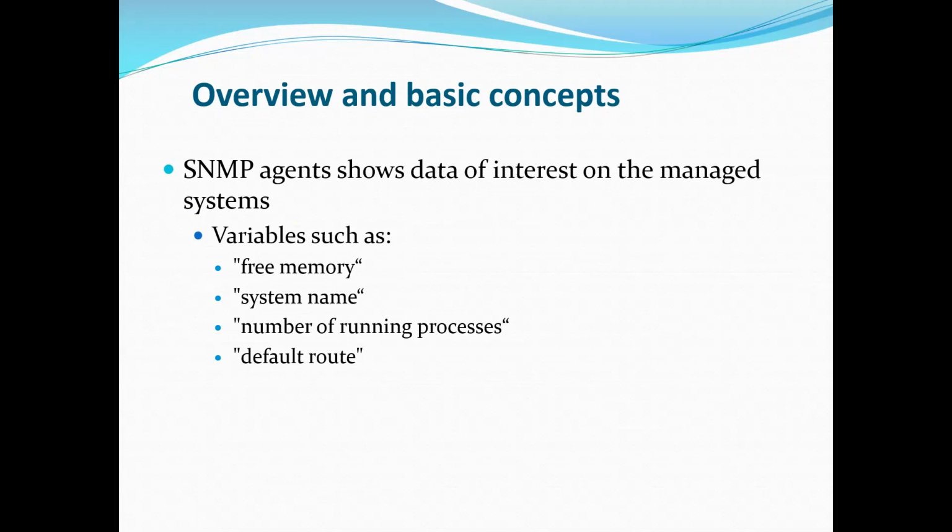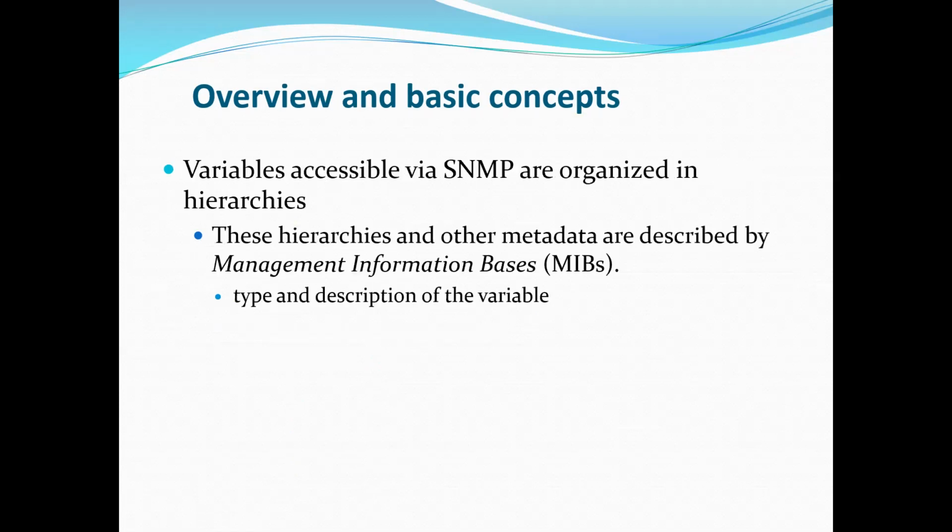So variables such as free memory, the system name. When you do your lab, you'll get the system name, number of running processes, default route. The list goes on. It could be thousands of things. It's pretty much everything, right? So it's pretty amazing, actually, very interesting.